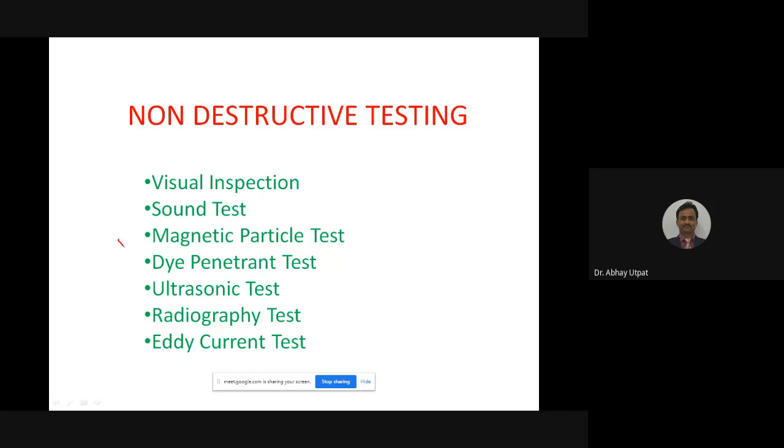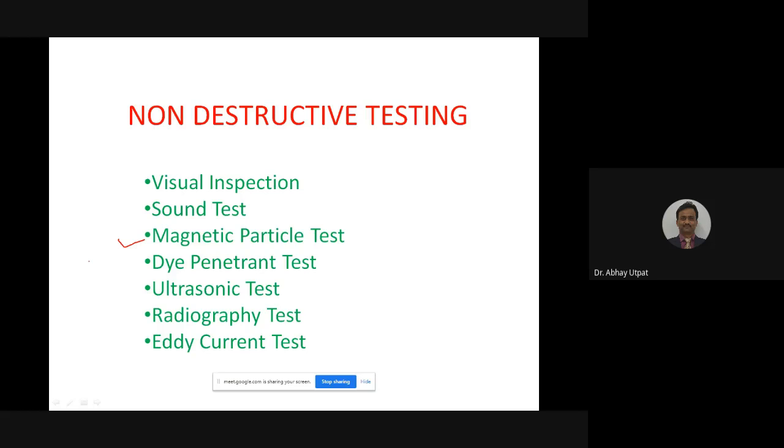Magnetic particle test. What is the meaning of magnetic particle test? Try to understand the importance. The parts which can be magnetized, usually ferrous alloys. If you are able to magnetize the part, then with the help of iron powder, you can find out the presence of surface cracks. What exactly is covered under the magnetic particle test is explained in the next slides.